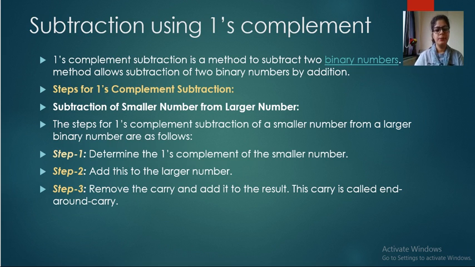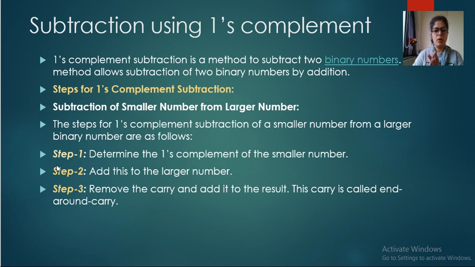Look at this point, subtraction of a smaller number from the larger number. Whenever we have to subtract a small number from a larger number, for example, the given number is 9 and we have to subtract 7 from 9, that is 9 minus 7. How can we perform this type of subtraction on binary numbers? By using the 1's complement method. The steps for 1's complement subtraction of a smaller number from a larger number are as follows.